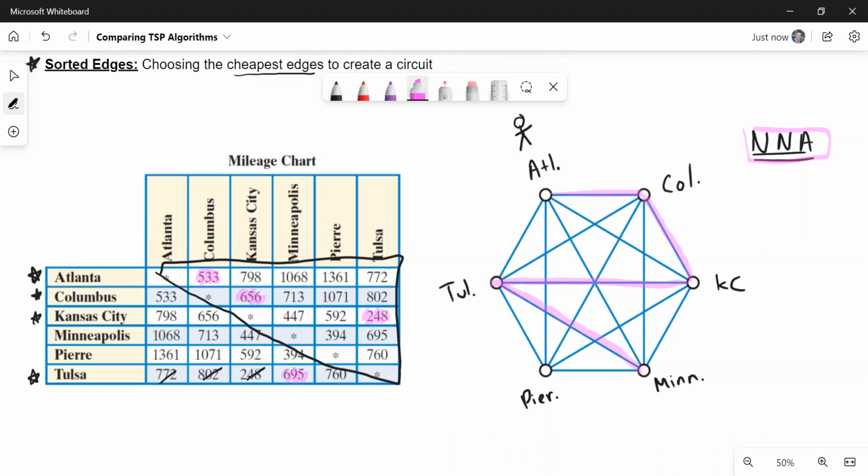Now I've traveled to every city but one, so I really have no choice. I'm on the Minneapolis line, but I have no choice but to travel to Pierre. So I'm going to connect Minneapolis to Pierre, and I'll also find that on the table at 394. Now that the TSP is complete for all cities, we just go back home. Remember, this is a circuit, so we have to go from Pierre all the way back to Atlanta. And on the table, the Pierre to Atlanta entry is 1,361.